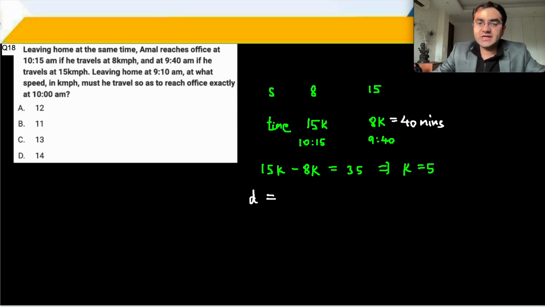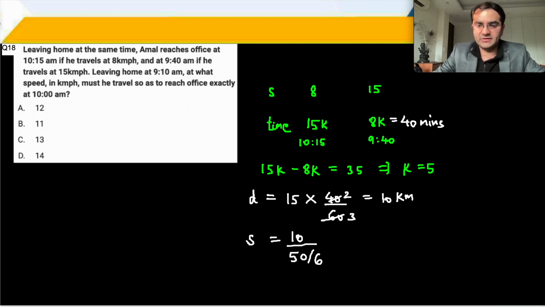What is the distance covered? Speed into time. 15 kilometers per hour into 40 minutes converted to hours. That's a total of 2 by 3, cancel. He has to cover a distance of 10 kilometers. Leaving home at 9:10 and he wants to reach at 10 o'clock, he has to reach in 50 minutes. What speed will be required? Distance upon time, 50 minutes converted to hours. So your answer is 12. 12 is the right answer for question 18.